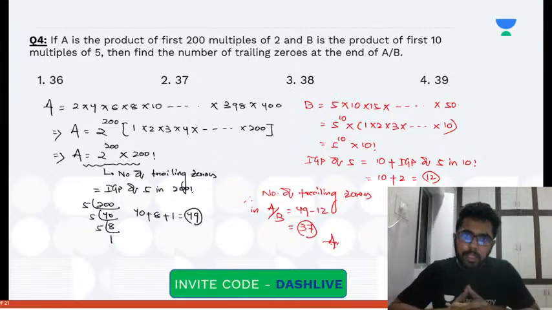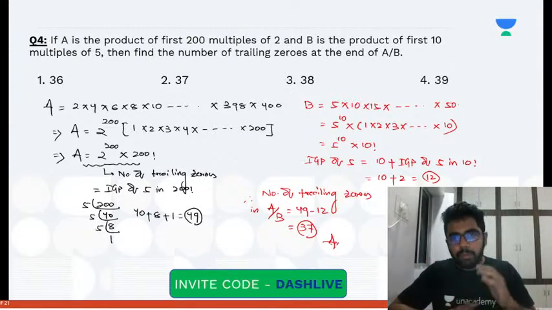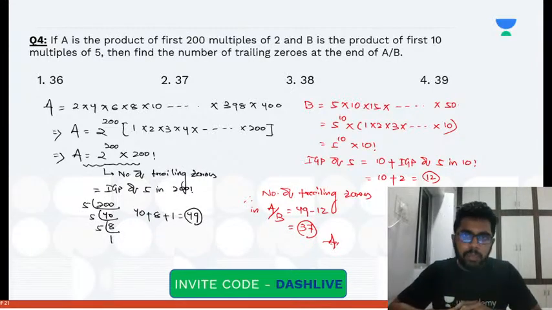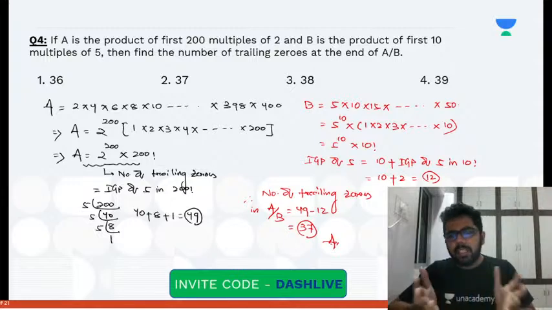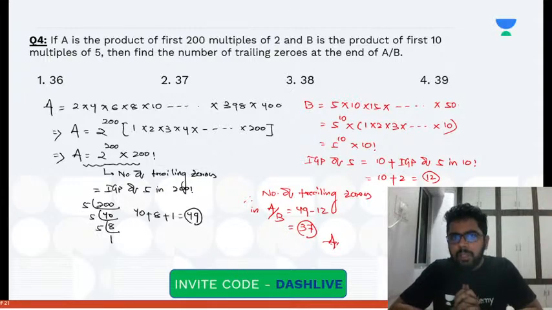So when we take the ratio A by B, the number of 5s will be divided. So 5 to the power 49 in the numerator, and in the denominator you have 5 to the power 12. So overall you will have 49 minus 12, which is 37 5s. These are the kind of questions that are asked from this area. I hope it's making sense to everyone.